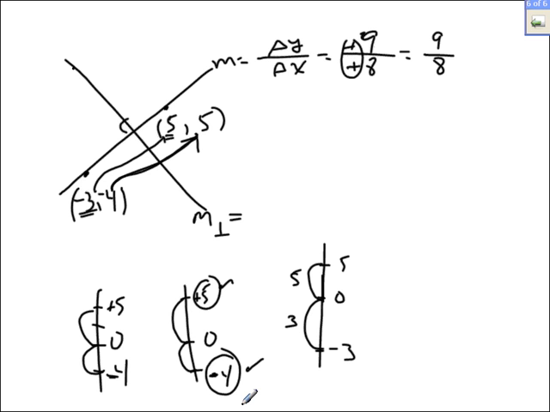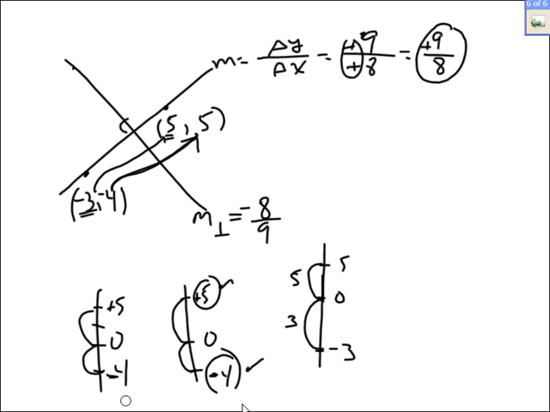The slope of the perpendicular line, just flip that over. Realize, since there's no sign, that it's a positive number. And for the perpendicular one, you change it. If you change a positive sign, you must have changed it to negative. Okay.